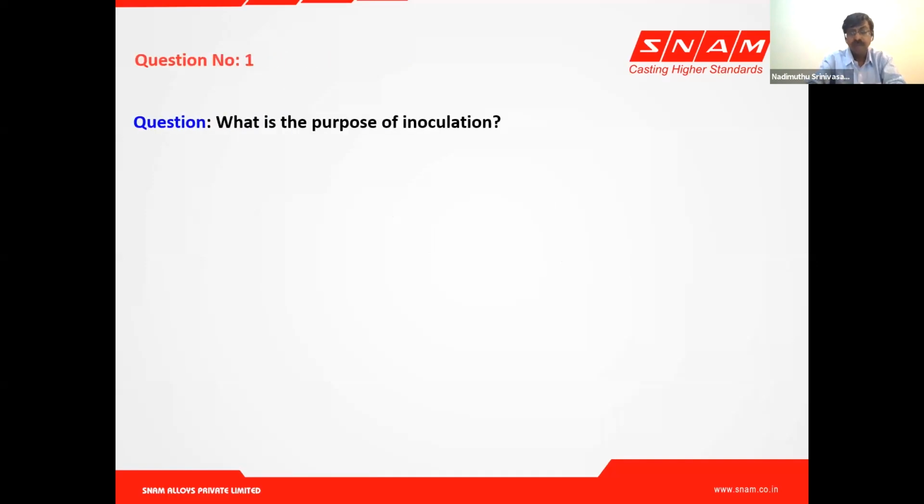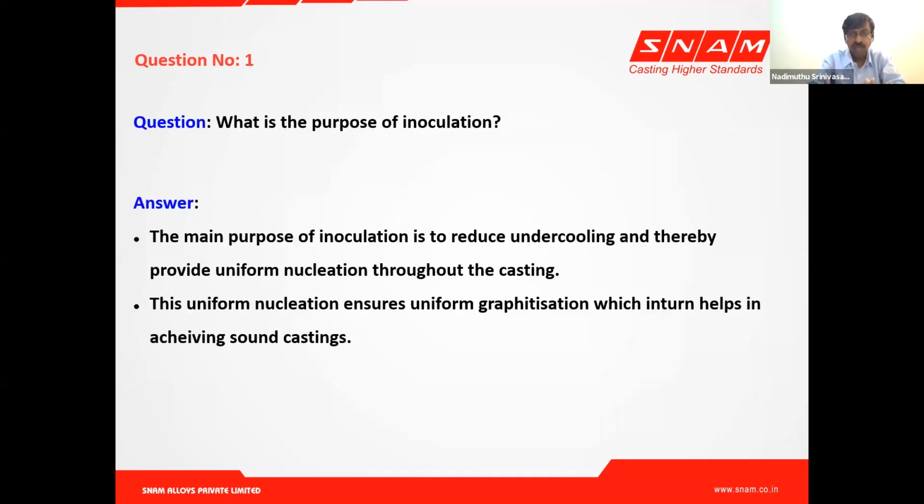So what is the purpose of inoculation? The main purpose of inoculation is to reduce undercooling and thereby provide uniform nucleation through the casting. The uniform nucleation ensures uniform graphitization.